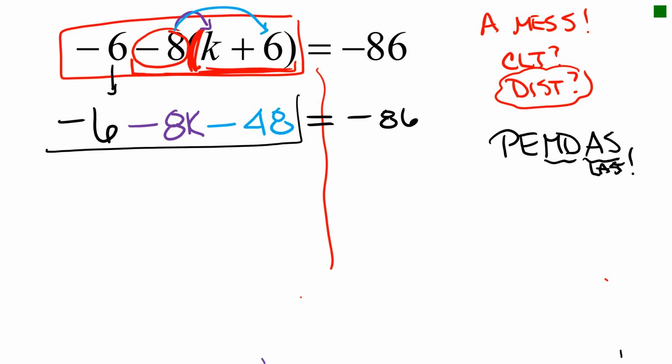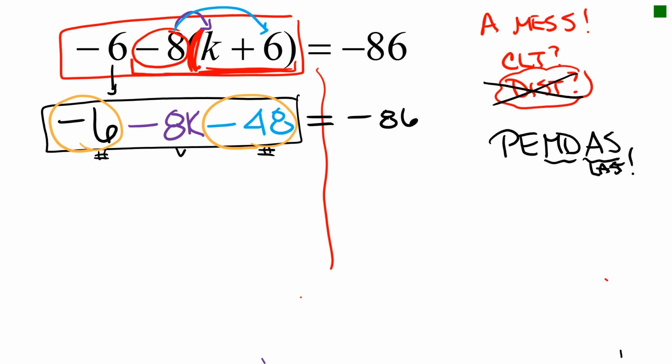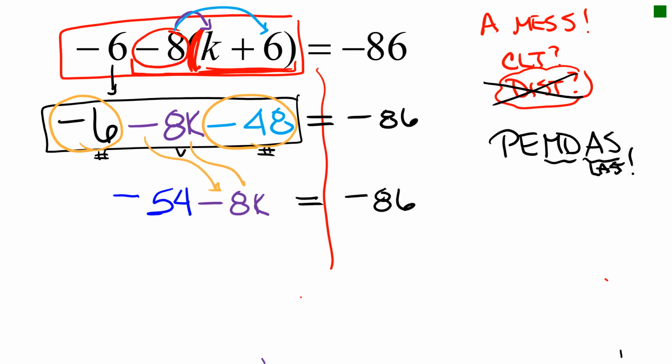So now on the left-hand side, I've done the distributive property. Is there combining like terms to do? Yes, there is. Why, yes, there is. This is a number. This is a variable. This is a number. What do I have the same? I have two number terms this time. So I'm looking at the number negative 6 and the number negative 48 and I'm going to combine those. So negative 6 minus 48 is negative 54 and I still have minus 8k and I still have equals negative 86.